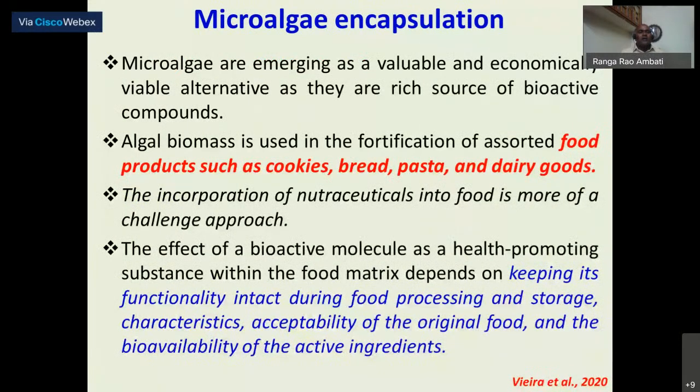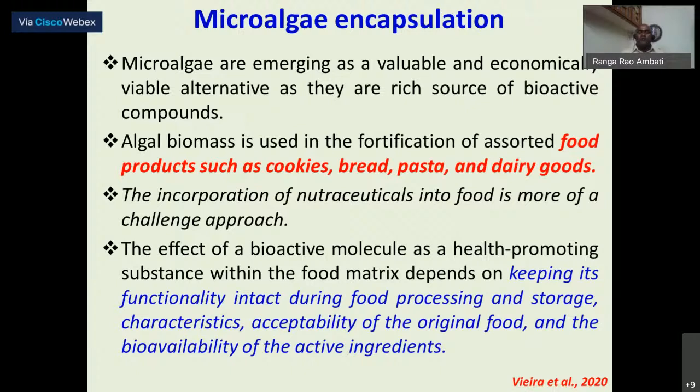And then microencapsulation. As we know, yesterday and today we have been talking about how microalgae produce valuable products that are economically viable and can be used for various purposes. People use them in various foods: cookies, bread, pasta, and dairy foods, using microalgal biomass for fortification and incorporation in nutraceutical aspects. But the problem is that incorporation is one of the major challenges in the microalgae encapsulation process.